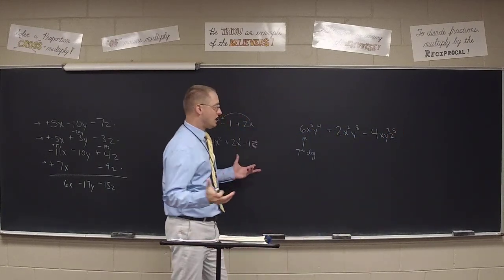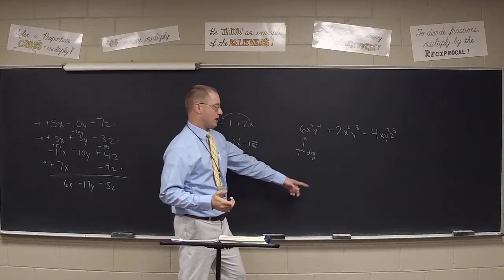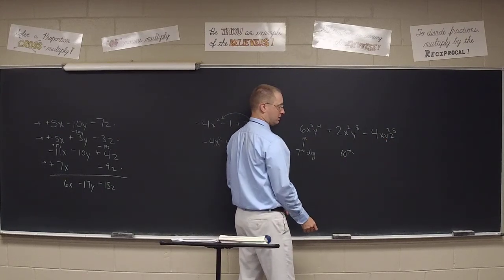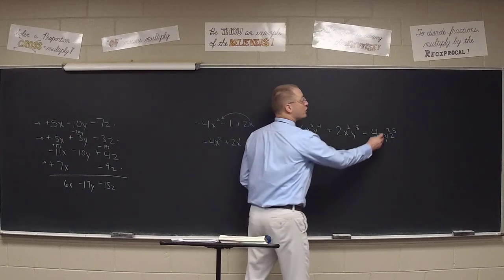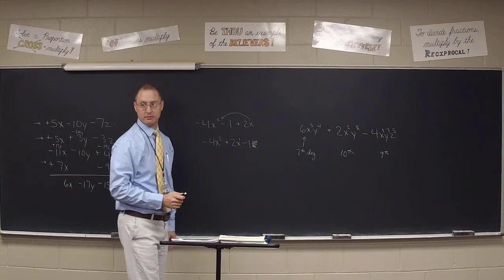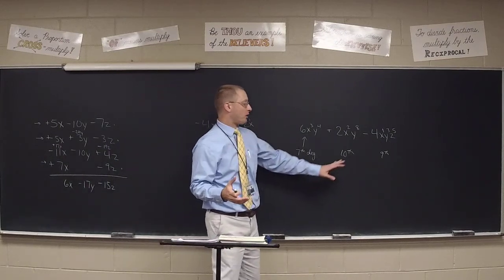So in this case here, you would say, well, this is 7th degree, this is 10th degree, and this is 8. No, 9th degree. Good. Don't forget that's a 1. So this is 9th degree. So what's the degree of the polynomial? 10th. And this is why we typically want descending order.